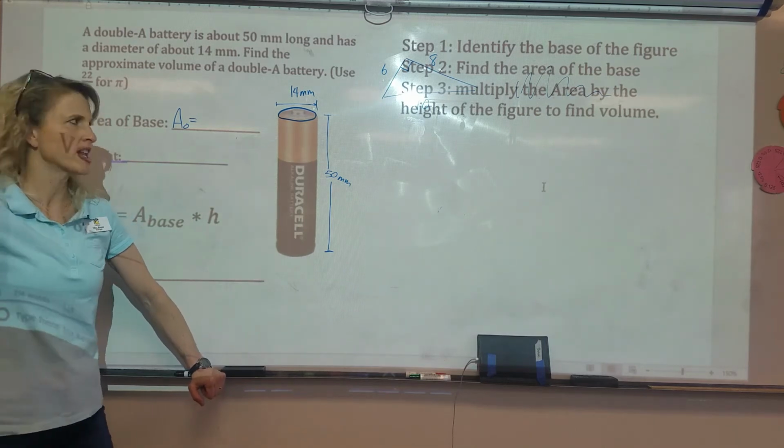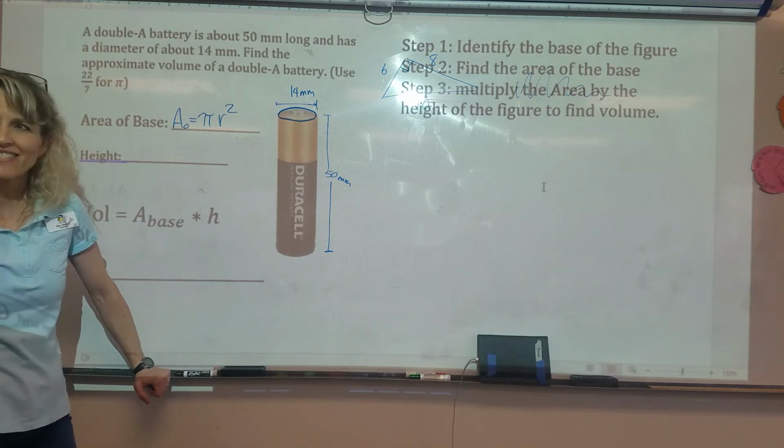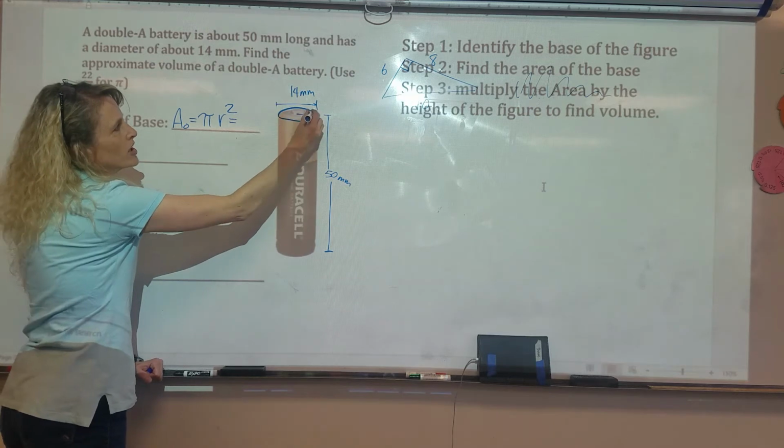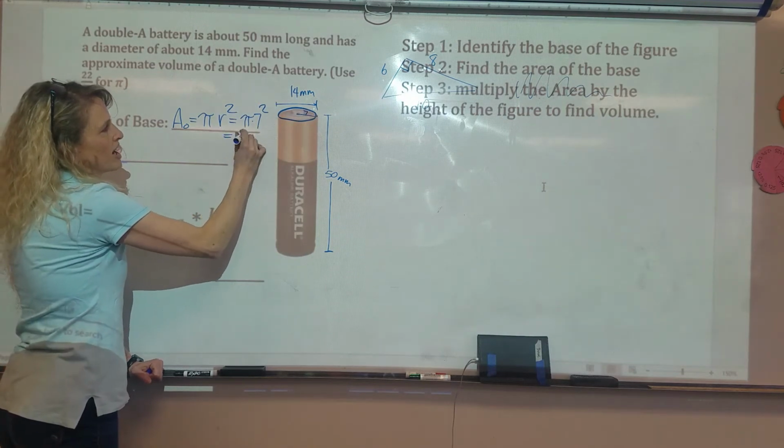What's the formula? Pi r squared. Good, pi r squared. So my radius is half of the diameter, or 7. So we're going to go pi times 7 squared, which is pi times 49.